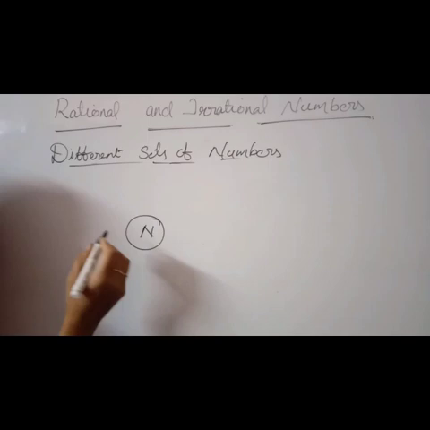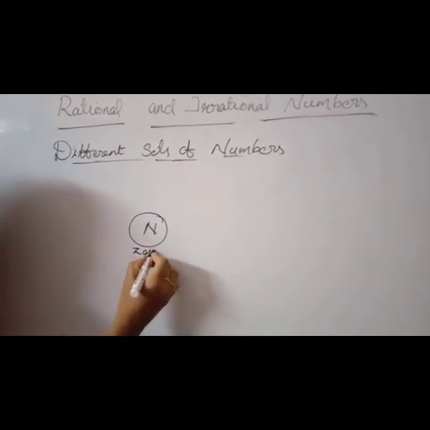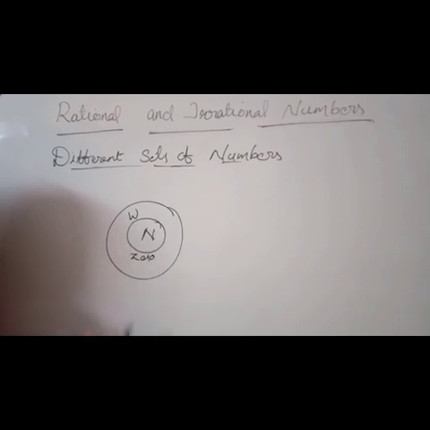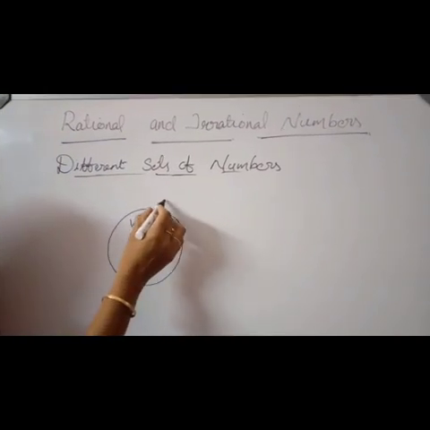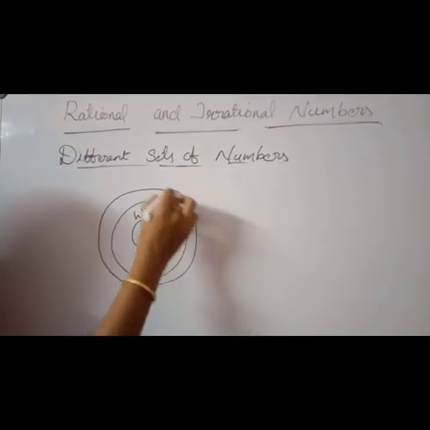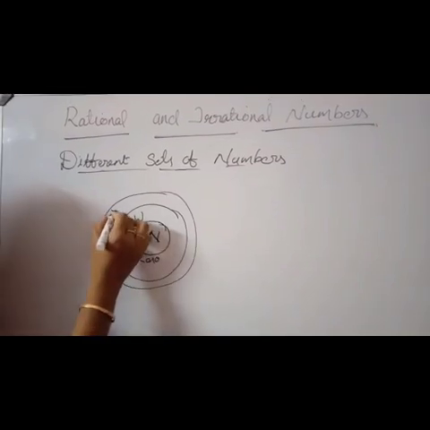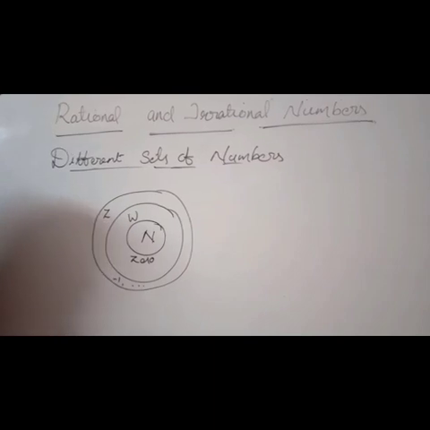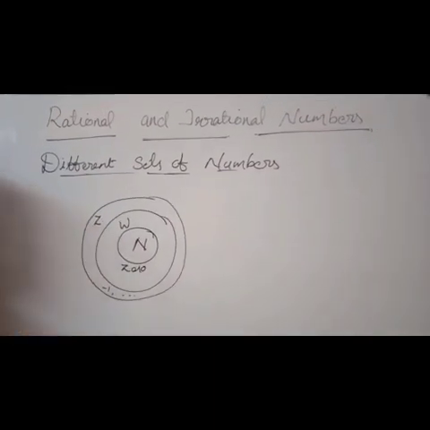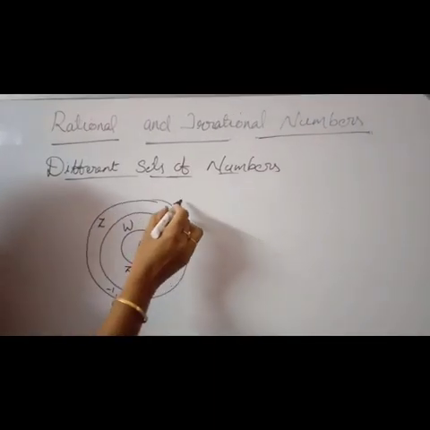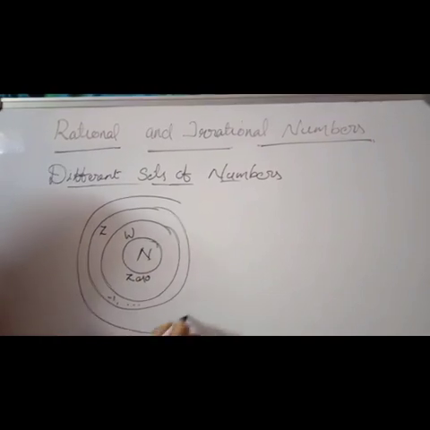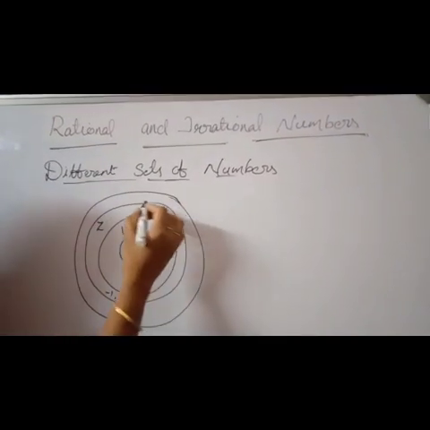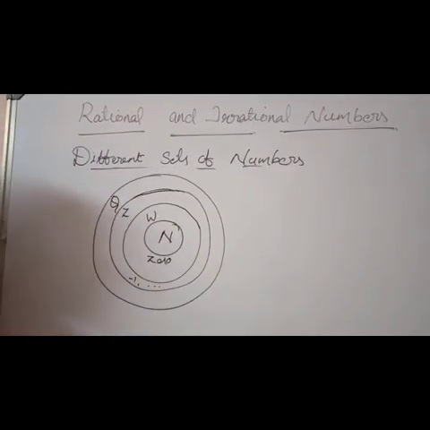And if you include 0 in the set of natural numbers, we get the next set, that is the set of whole numbers. And if you add negative numbers to this group, you will get the set of integers, minus 1, etc., a few numbers. And along with this, if you have fractions, decimals and all such numbers, we will get the set of rational numbers, and that is represented by Q.